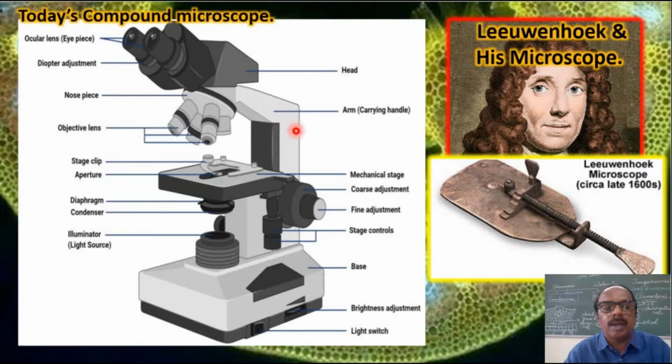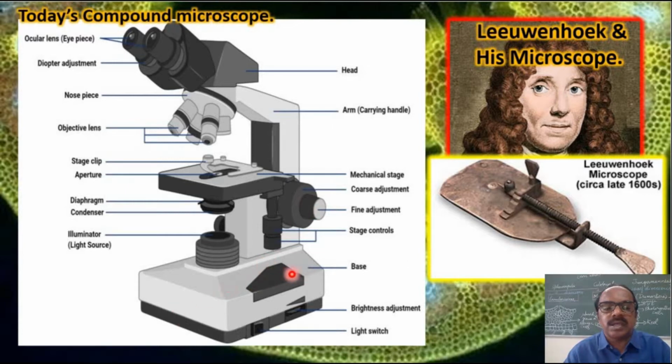This is the arm with the help of which you carry the microscope from one place to another, and there are 2 adjustments. This is the fine adjustment, and this is the coarse adjustment. Initially you adjust the object with the help of the coarse adjustment. Later, if you want fine tuning, you can use the fine adjustment.